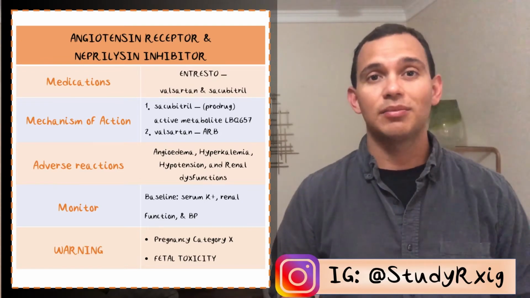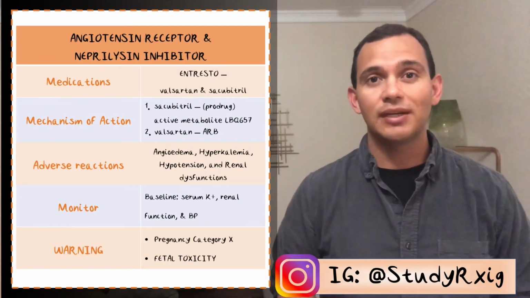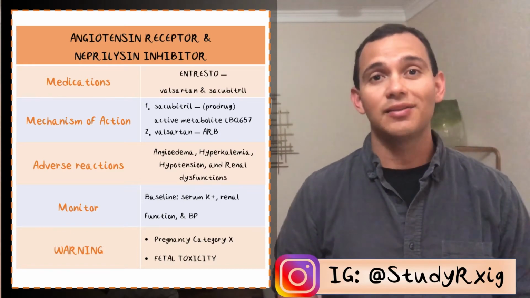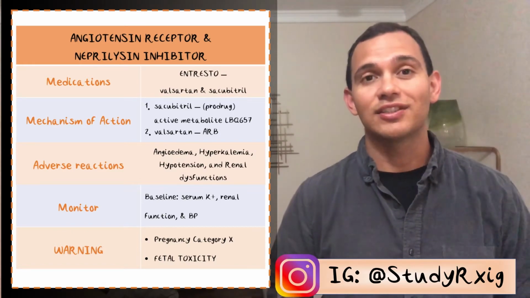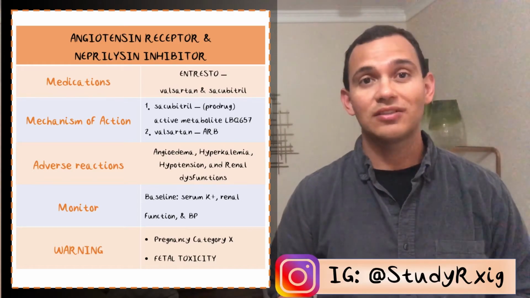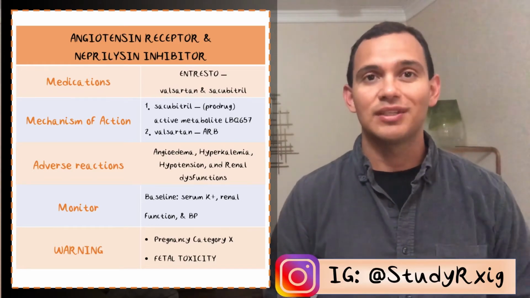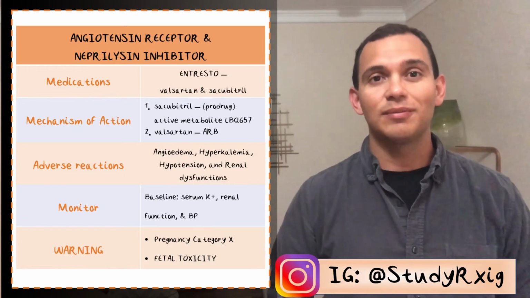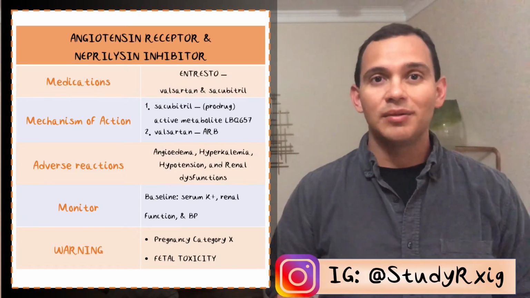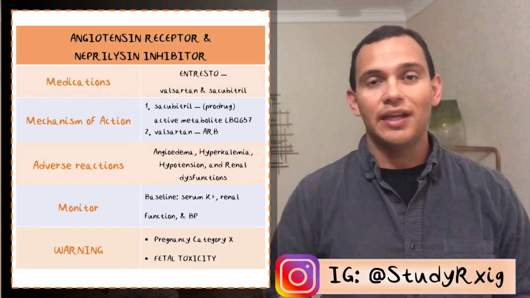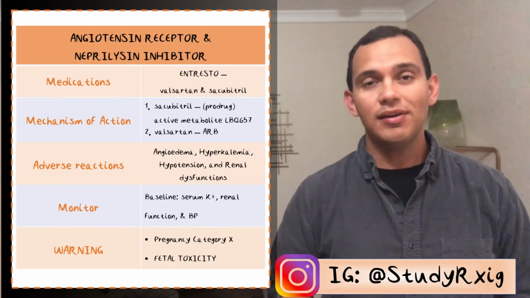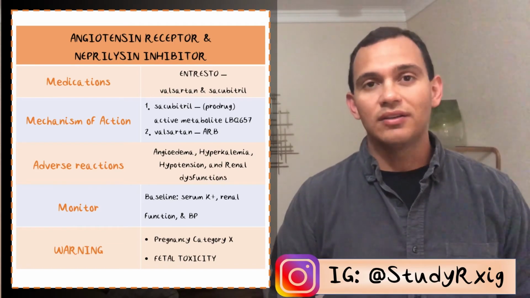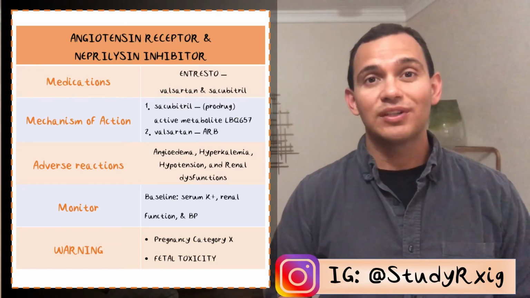This increases the number of natriuretic peptides. Natriuretic peptides play an important role in water and salt homeostasis and in the regulation of our cardiovascular system. The mechanism of action for valsartan is simple: block the angiotensin receptors. A common adverse effect of these two medications are what one would expect from the RAS agents: angioedema, hyperkalemia, hypotension, and renal dysfunction. Now, when monitoring these patients, we want to achieve a baseline and a continuous status on their serum potassium along with renal function and blood pressure.